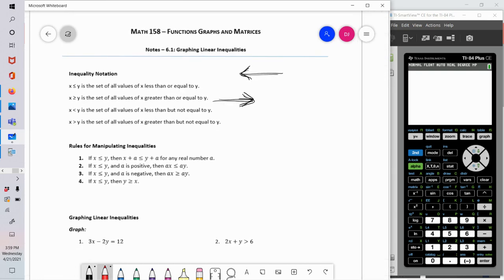here, x is less than or equal to y. X is greater than or equal to y. X is less than y.